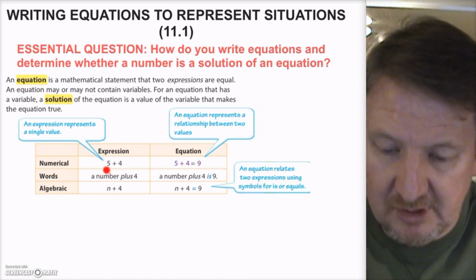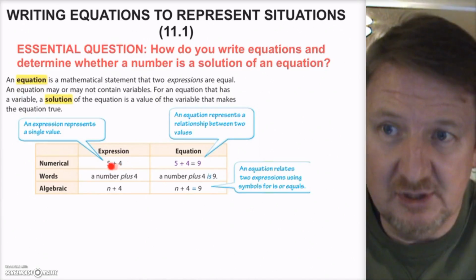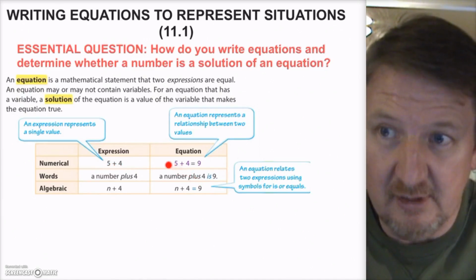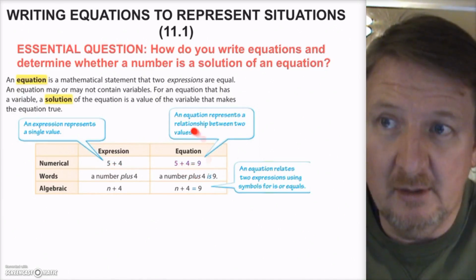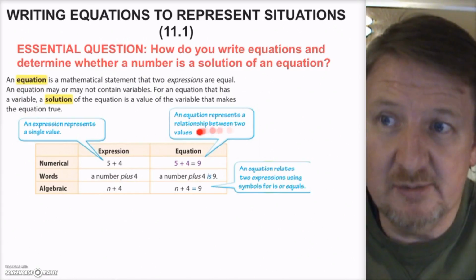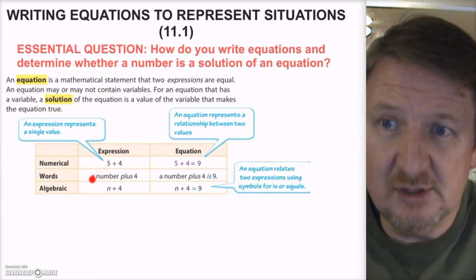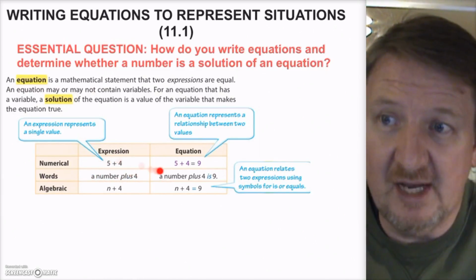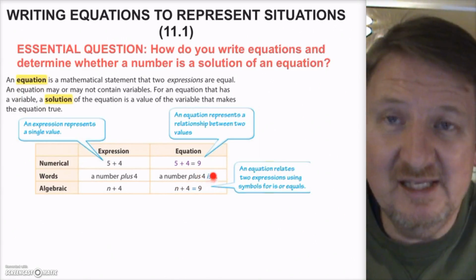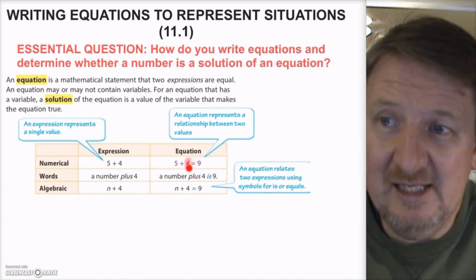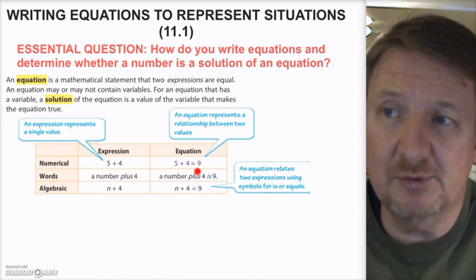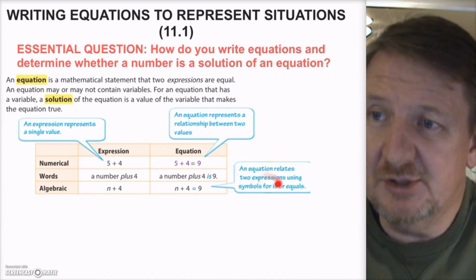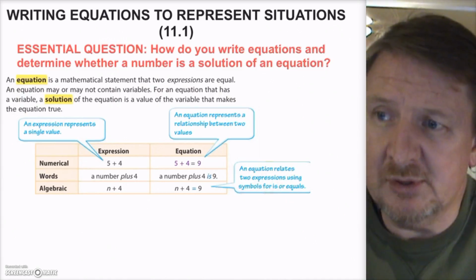Here we have a couple examples. We've got a numerical expression, 5 plus 4. That's just an expression. Here we have the equation 5 plus 4 equals 9. The equation represents a relationship between two values. Here we have some words that describe this: a number plus 4, and we have it's 5, and then a number plus 4 is 9. So here, "is" generally represents that equal sign. An equation relates two expressions using symbols.